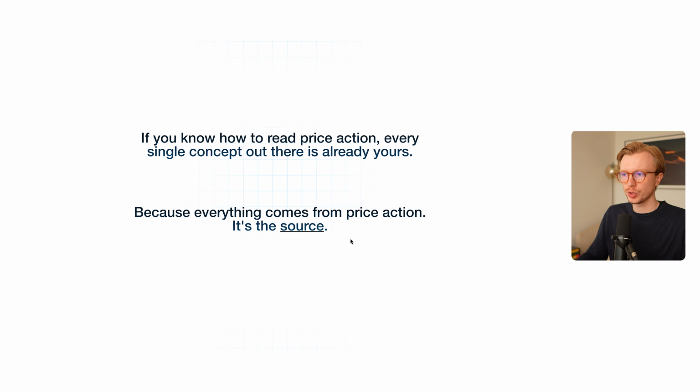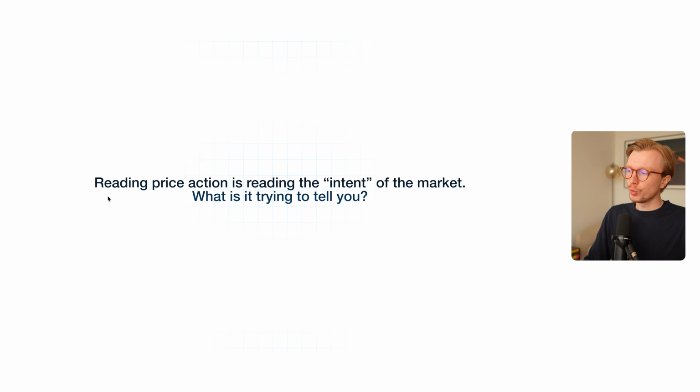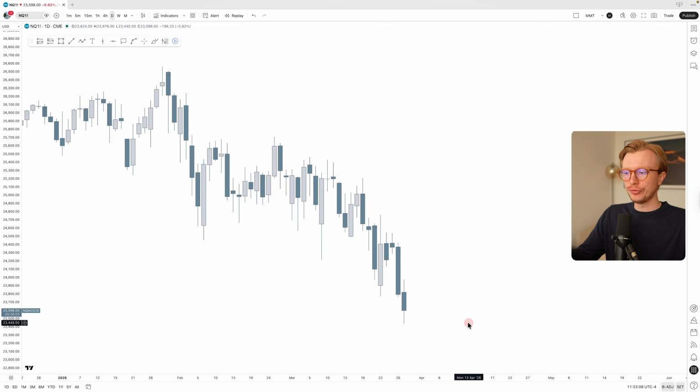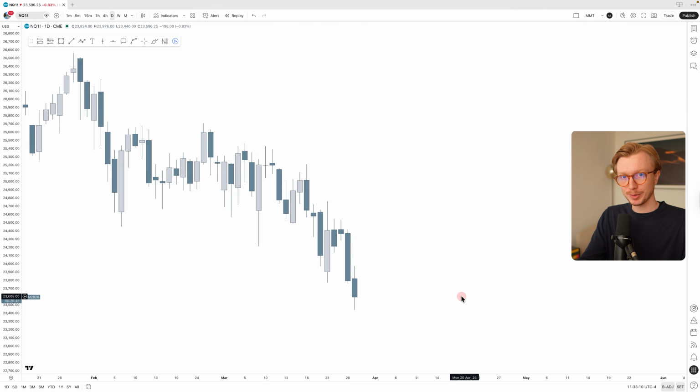Because of course that sounds quite vague. Okay, well, reading price action is reading the intent of the market. What is it trying to tell you? Because the market, if you remove all labels, if you remove all concepts, it is literally just trying to tell you something. But most refer to concepts automatically, like I mentioned, it's a habit that they created, and I also have that habit. I automatically start spotting, for example, fair value gaps.